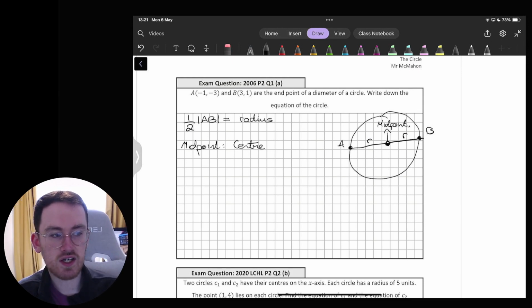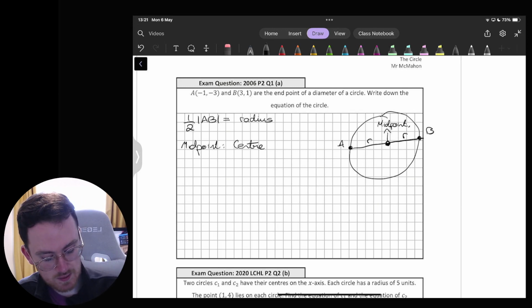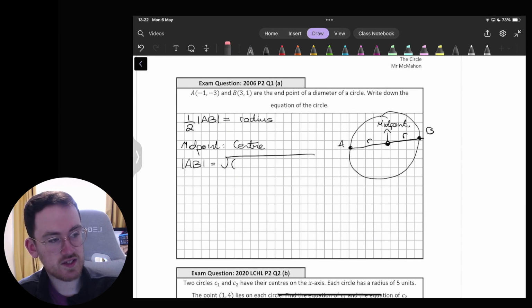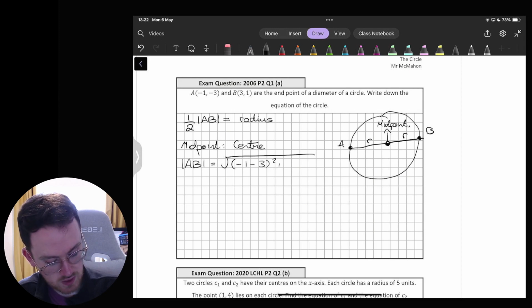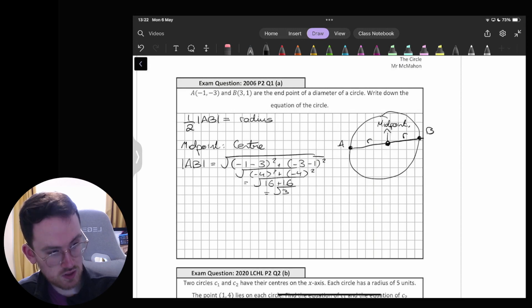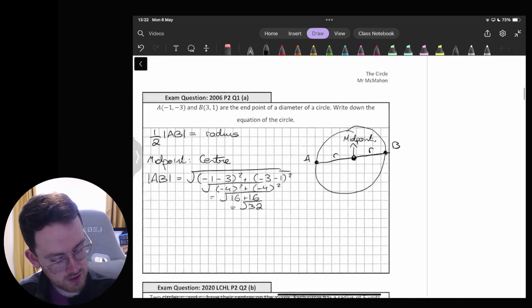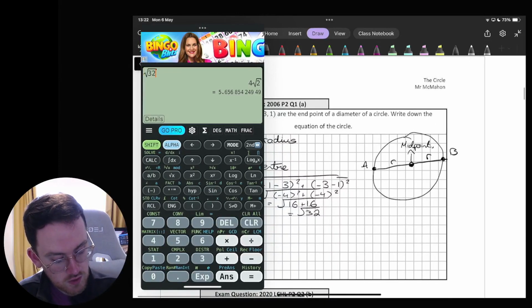So we just start by finding whichever one we want to get first. Let's get the distance between A and B first. So that's the square root of... why am I starting with the y's? Let's start with the x's first. So x2 minus x1. So we'll do minus 1 minus 3 squared plus minus 3 minus 1 squared. So that's minus 4 squared plus minus 4 squared. 16 plus 16, which is root 32, and that can in fact break down. If I get my calculator here, just have a little look. Root 32 is 4 root 2.